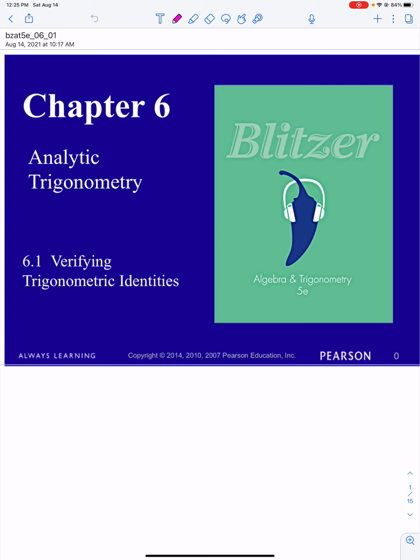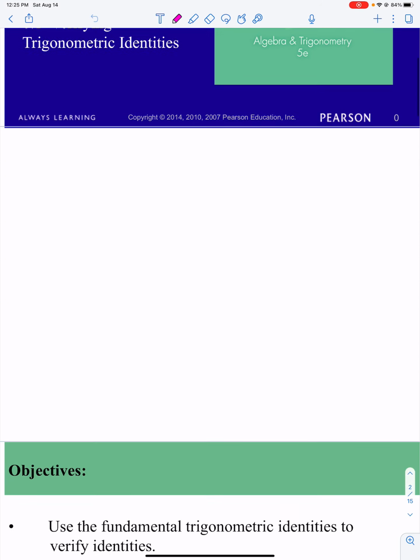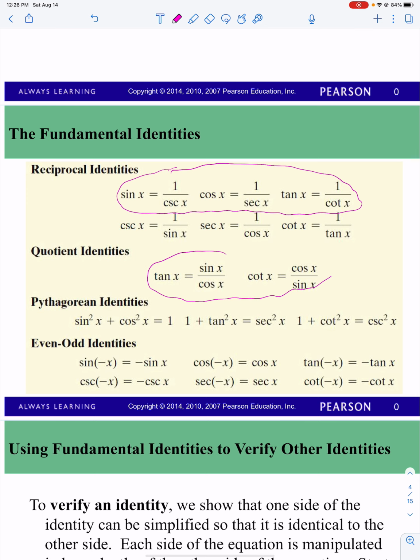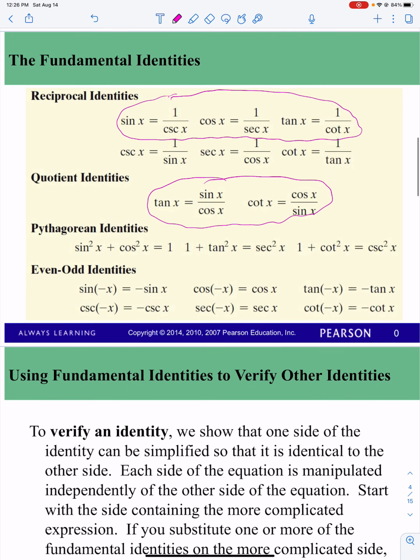Okay, so today we wanted to start a new chapter, analytic trigonometry, and first we wanted to verify trigonometric identities. So what are the trigonometric identities that we have known? We know the reciprocal identities that we always remember. Remember these three. The other three will be easy. And we have quotient identities, tangent equals sine over cosine, cotangent equals cosine over sine.